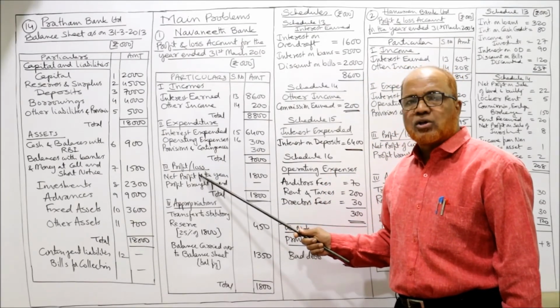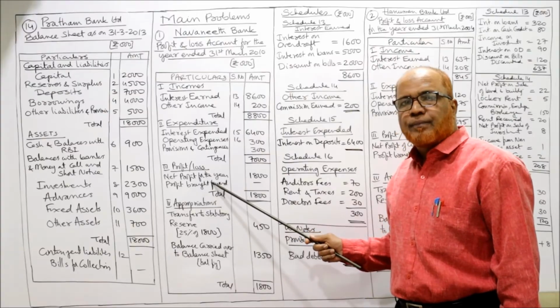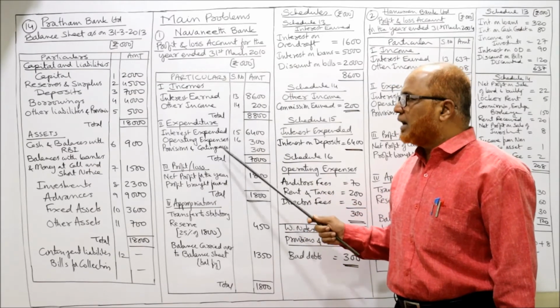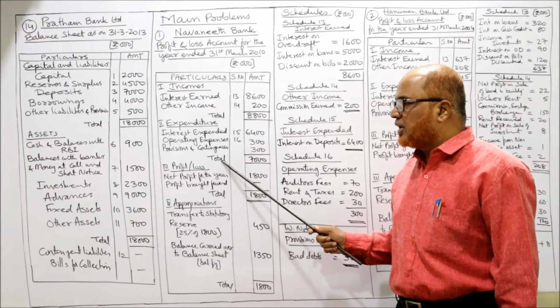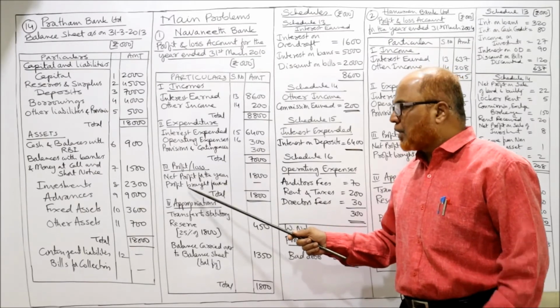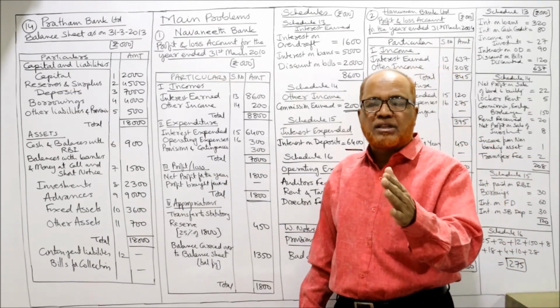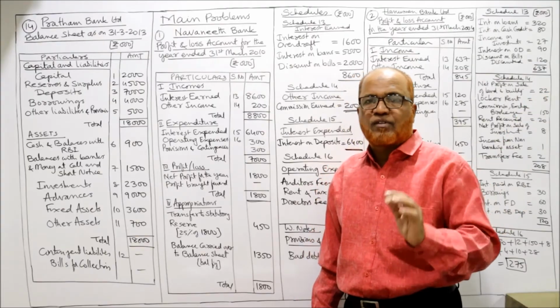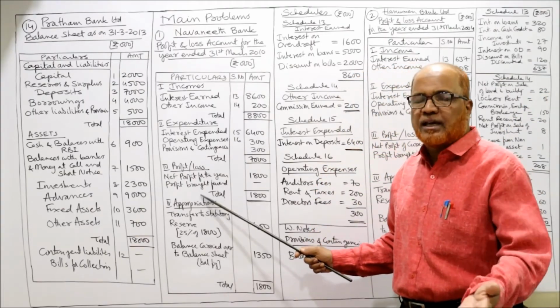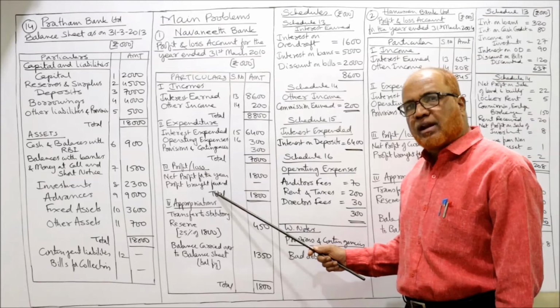Now next profit or loss. Net profit for the year. Profit for the year is income minus expenditure. Income में से expenditure minus कर दो, net profit आ जाएगा. Profit brought forward. अगर problem में दिया कि last year से कितना profit brought forward है तो लेंगे, नहीं है तो नहीं लेंगे. But according to the format we'll write on.